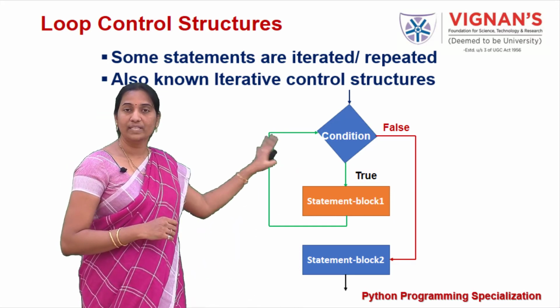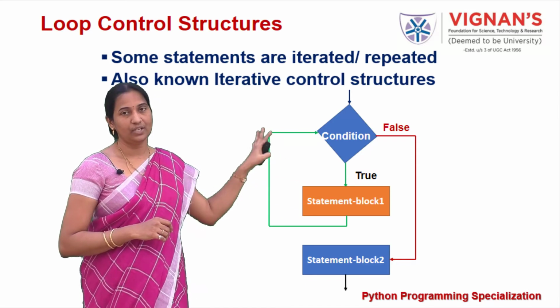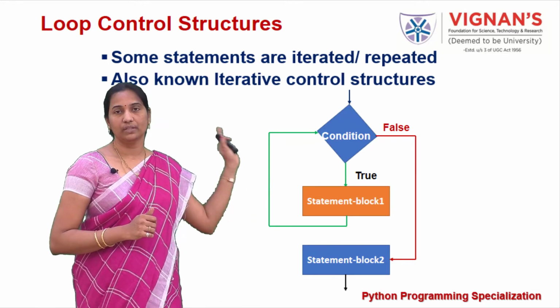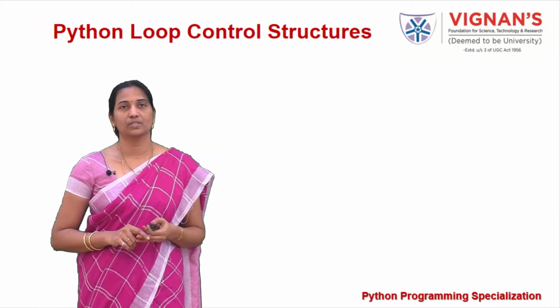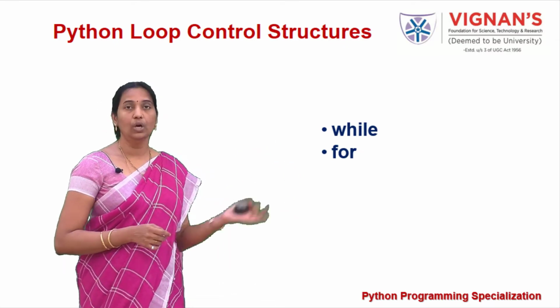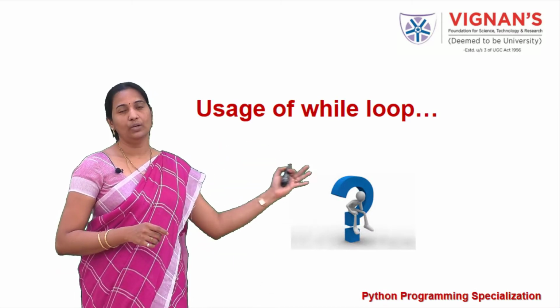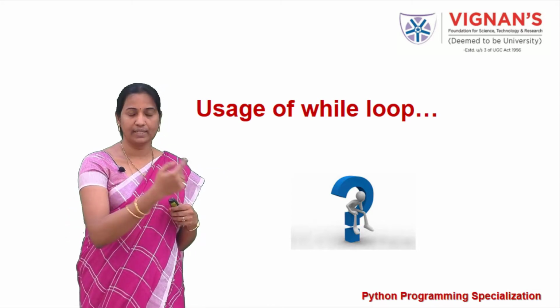So here, the block 1 statements are repeated in a loop, as long as the condition is satisfied. To handle these kinds of situations, we use a special kind of control structure known as loop control structures. In Python, we have the while and for keywords to support loop control structures. So let's understand how we use the while loop in Python to iterate a set of statements a certain number of times.